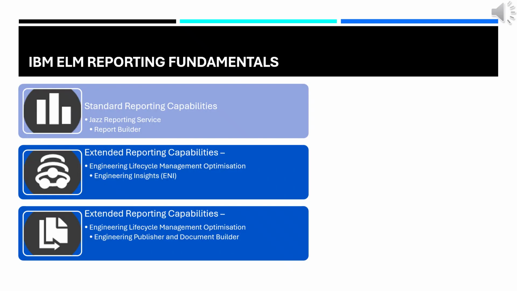There are three main reporting capabilities. Each of these capabilities plays a part in a successful reporting strategy. In terms of standard capability, JAS Reporting Service comes as a standard component, and this includes the Report Builder application. The extended reporting capabilities, which are accessed through additional license purchases, offer Engineering Insights and Publisher and Document Builder. However, if you have tokens, you can access all of these reporting capabilities as part of your token licensing agreement.